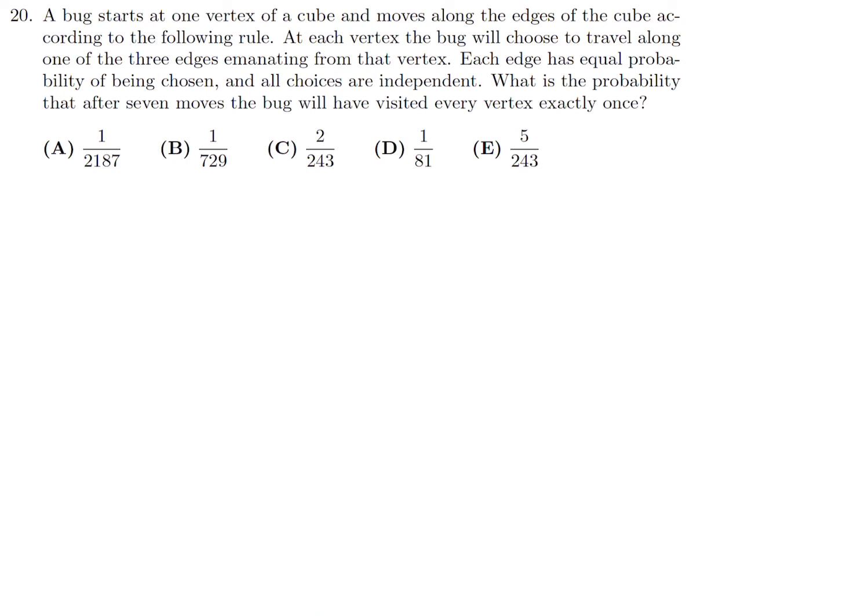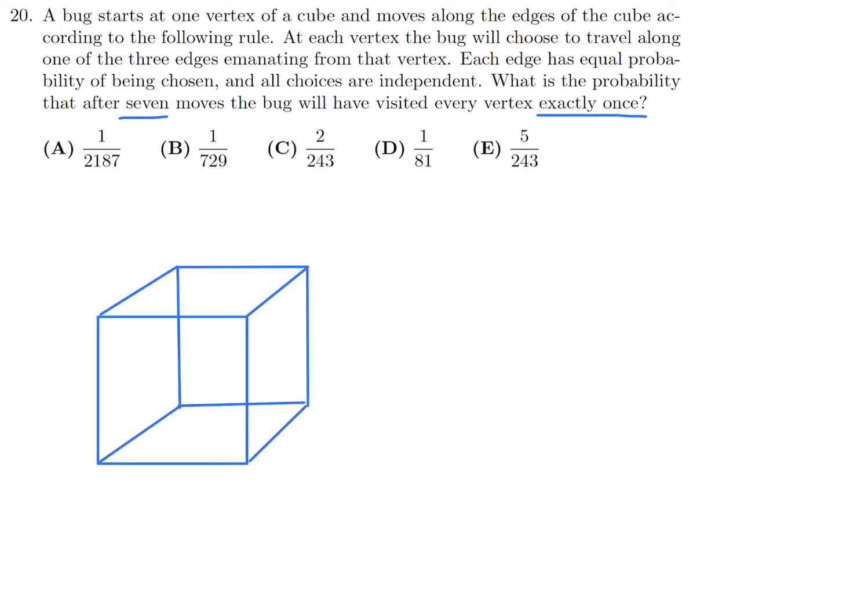A bug starts at one vertex of a cube and moves along the edges of a cube according to the following rule. At each vertex, the bug will choose to travel along one of the 3 edges emanating from that vertex. Each edge has equal probability of being chosen, and all choices are independent. What is the probability that after 7 moves, the bug will have visited every vertex exactly once?